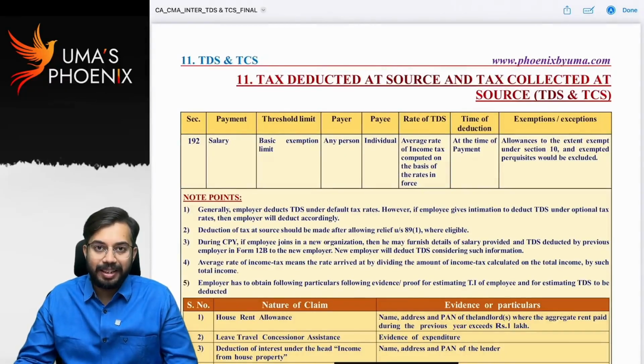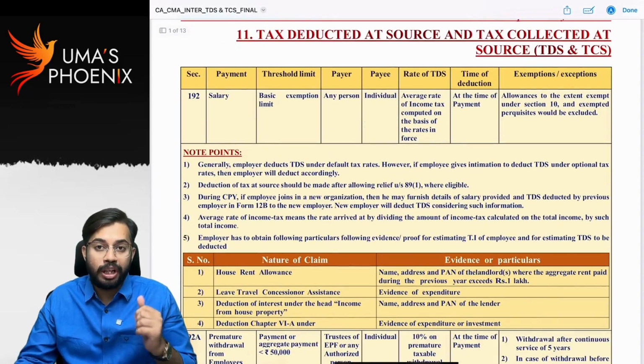Hello my dear students. Now in the booster series of lectures, let us start with the next chapter, TDS and TCS. Whatever the material that I am going to teach you right now, the same material is available in our Telegram channel. You can access the material, take printout and start studying the chapter.